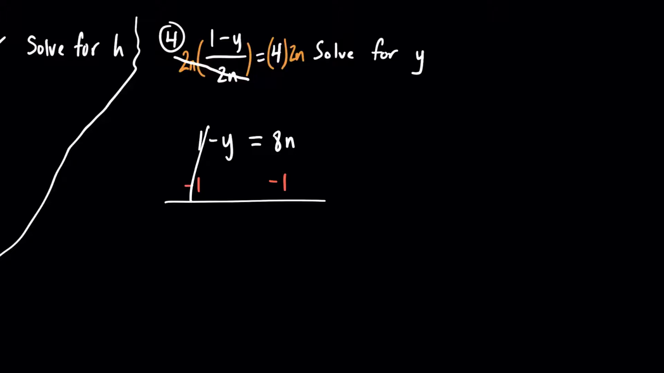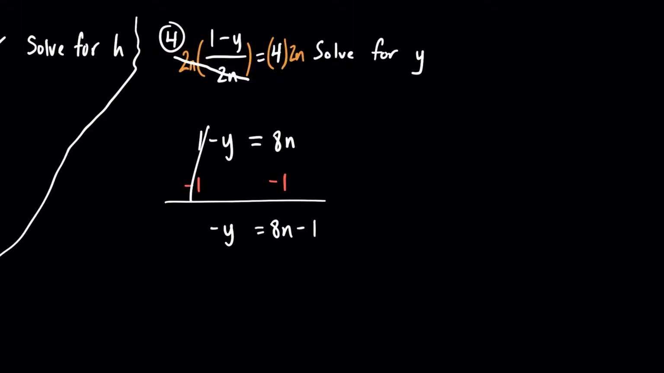So I'm left with, please, please, please, write negative y. A lot of people forget to include that negative right there. So negative y is equal to 8n minus 1. I don't know what 8n minus 1 is. Please don't put 7n or 7, because 8n and 1 are not like terms. You can't combine them. Okay, so 8n minus 1.